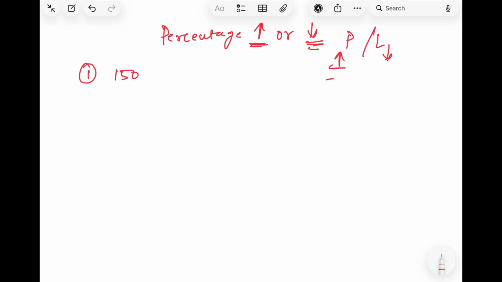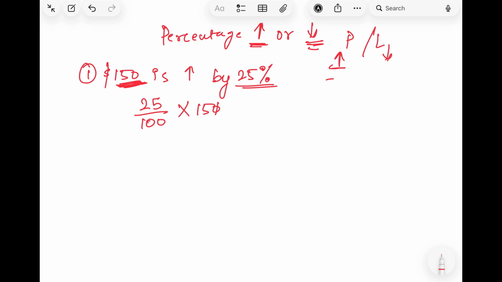So if 150 is increased by 25%. Now they are telling us to increase $150 or rupees 150 or something by 25%. So here again we have the percentage. We will find 25%, 25 upon 100 of which number? We need to increase by 25% of this number 150. So we will take up this number.